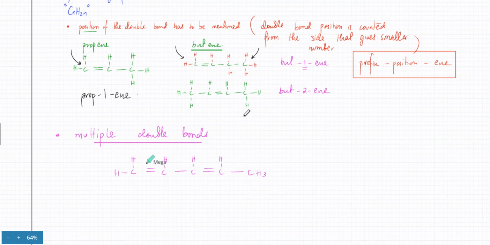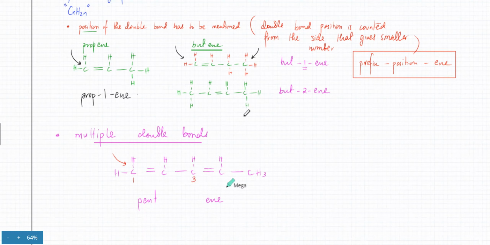Now this molecule would be pent and ene. So it is pentene. That's the functional groups. That's prefix and suffix. In the middle, you have to mention the position. Now you can clearly see that you're going to count from the side that gives the smaller number to both double bonds. So from this side, this one would be number 1 and this one would be number 3.